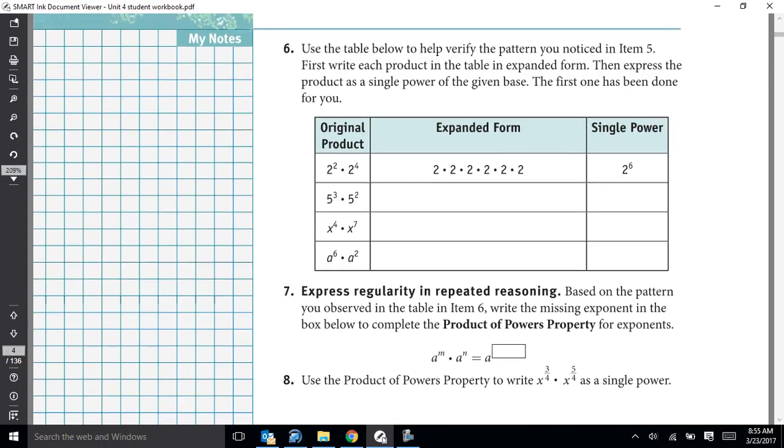All right, so we're going to pause for a moment again, and I want you and your partner to work on completing item 6, and then we'll review that together.